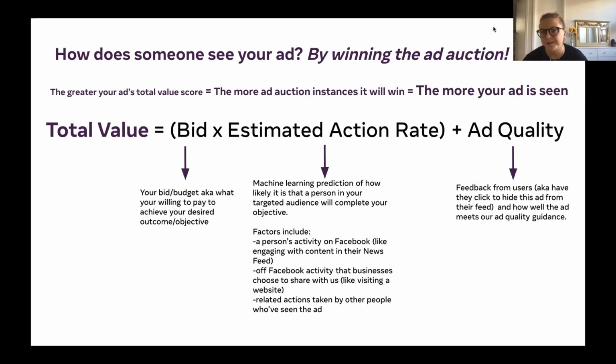And there's lots of different factors that go into the machine learning that make this calculation. For example, people's historical activity across the platform, people's on or off platform activity. Those all in combination with your bid create one of the variables that go into this equation.